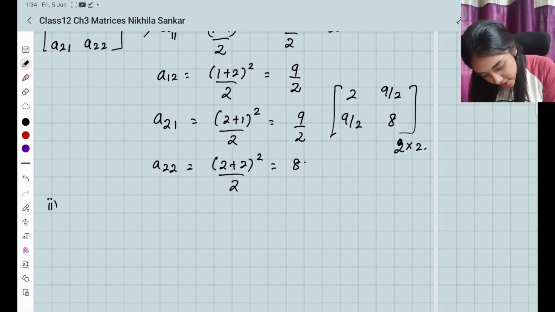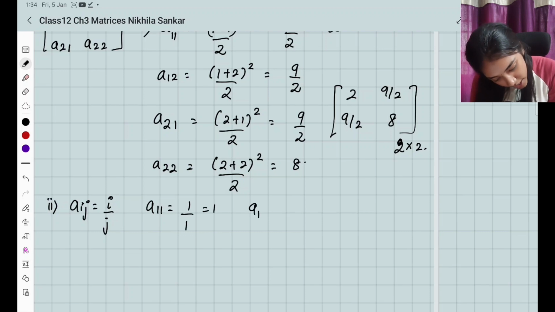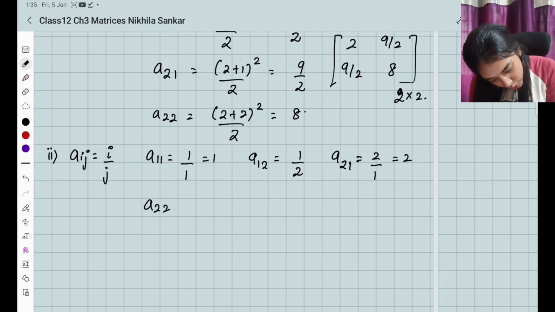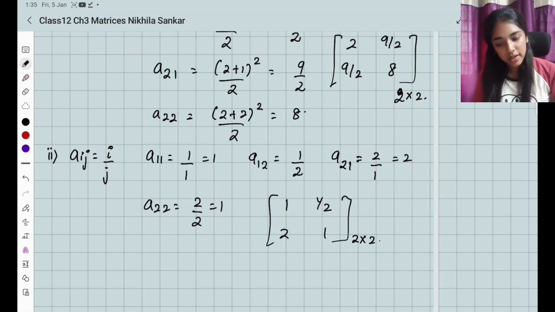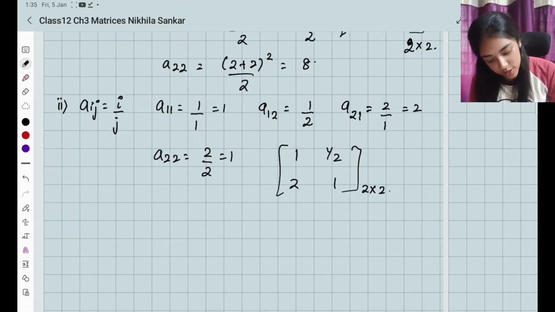For second subsection, Aij equals I by J. This is very simple. Second subsection, Aij equals I divided by J. So, A11 is 1 by 1, which is going to be 1. A12 is going to be 1 divided by 2. A21 is going to be 2 divided by 1, which is 2. And A22 is going to be 2 by 2, which is also going to be 1. Now, our matrix, you have 1, 1 by 2, 2 and 1. So, this is going to be your 2 by 2 matrix. Okay? Please copy.